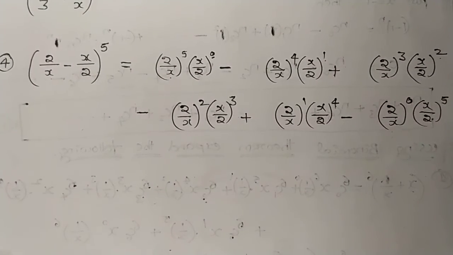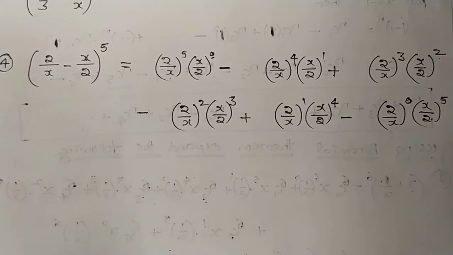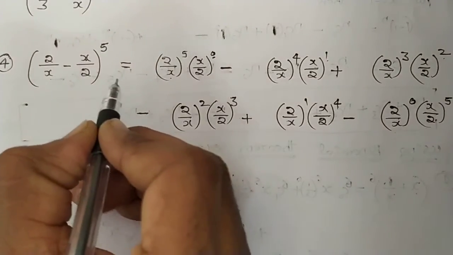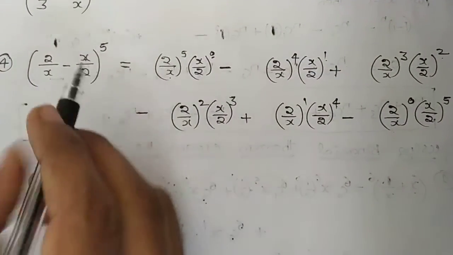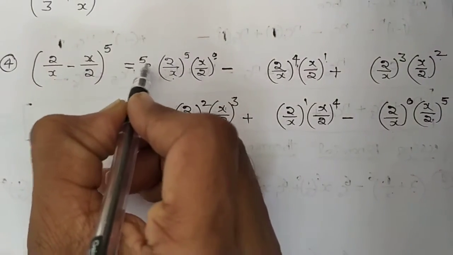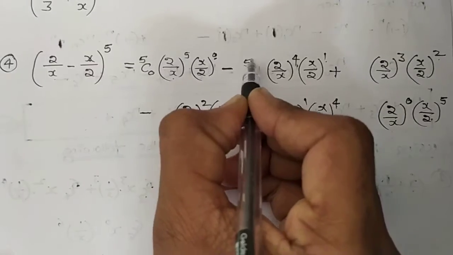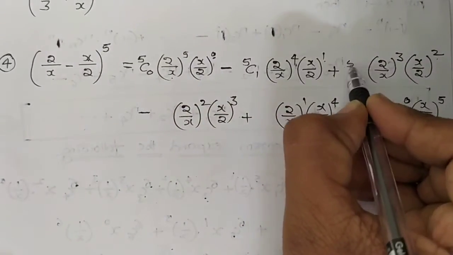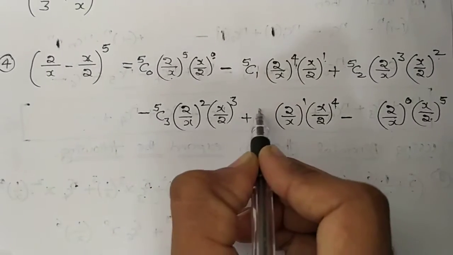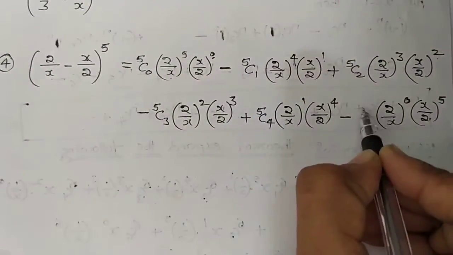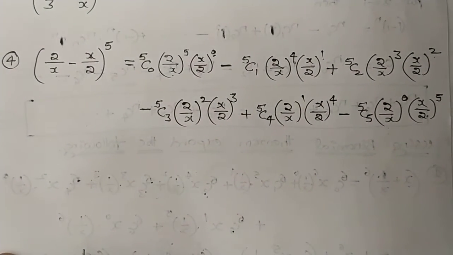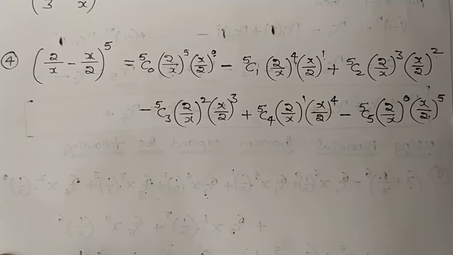Then what about the coefficients? NC0, NC1, NC2, NC3, NC4 and so on. In place of n we have 5. So 5C0, 5C1, 5C2, 5C3, 5C4, 5C5. That's it. It is the expansion of (2 by x minus x by 2) whole power 5.